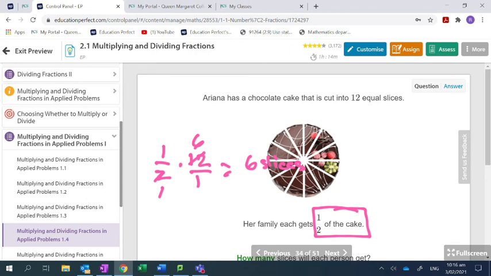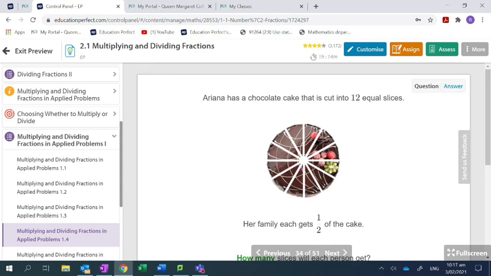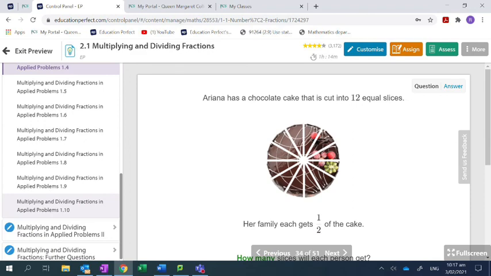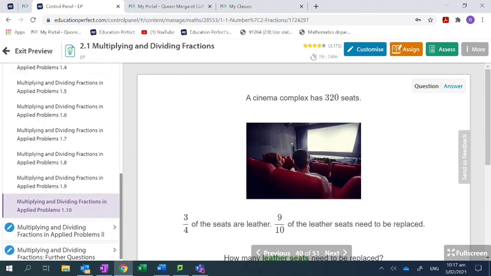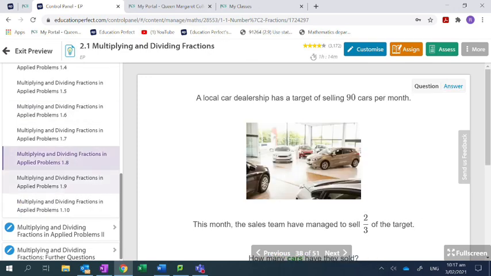Okay? All right. I should have marked down here when it was a division problem. Of the target is 90. Of the target, so what operation? Multiply. Okay?